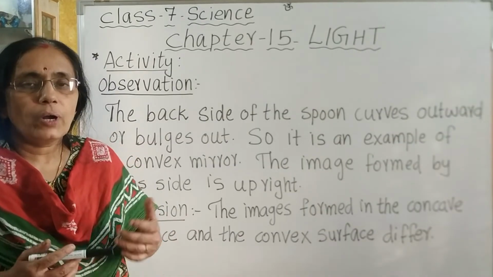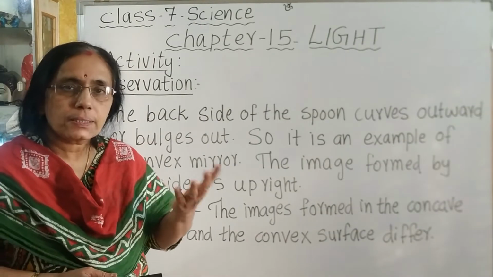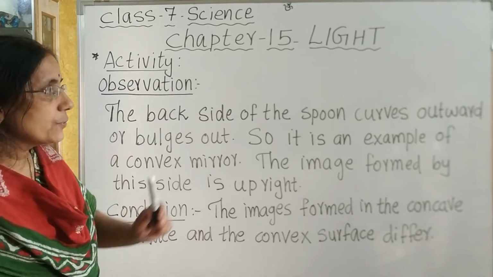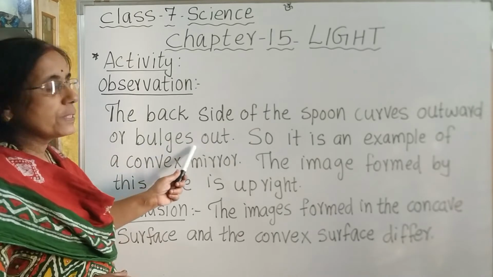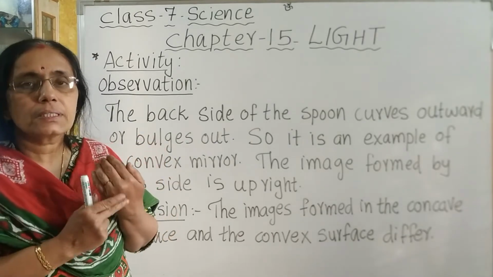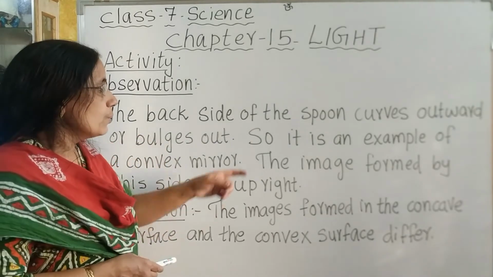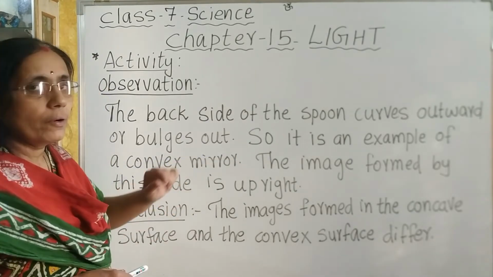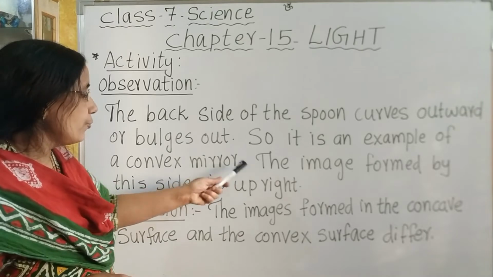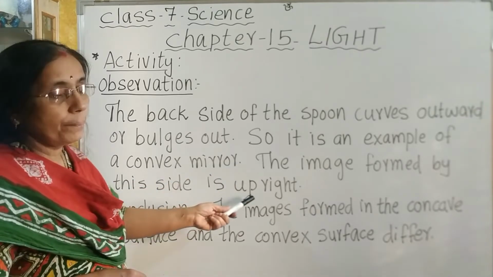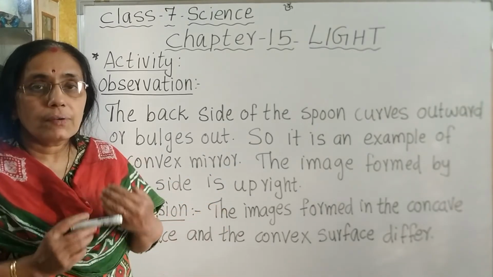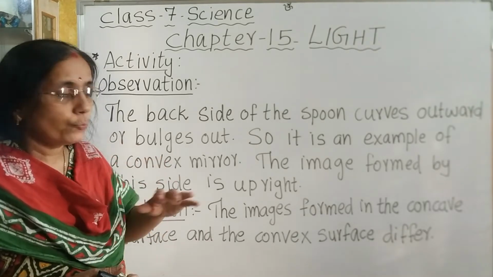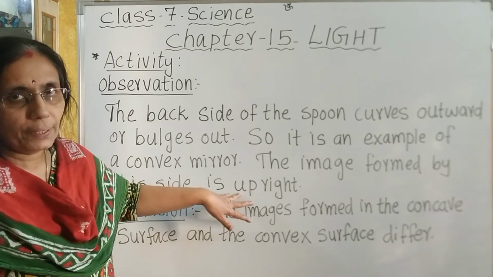Now let us see what type of image is formed by the back side of the spoon. See, the back side of the spoon curves outward or bulges out. So it is like this. It is curved outward, so it is an example of a convex surface or convex mirror. The image formed by this side is upright. That means the convex surface or convex mirror forms an image which is upright.